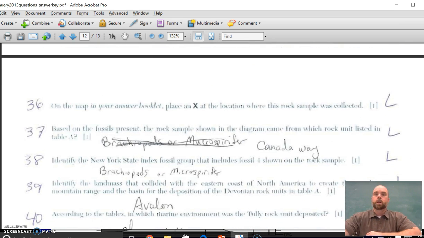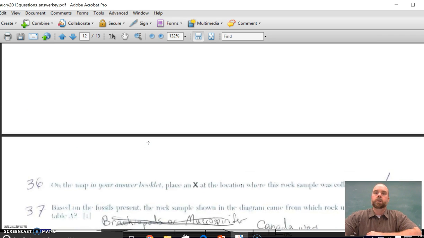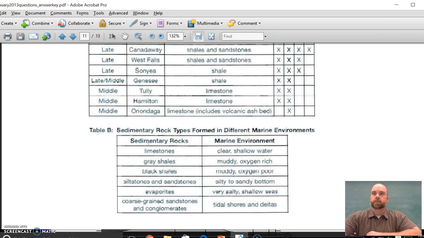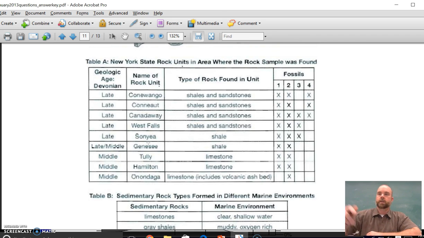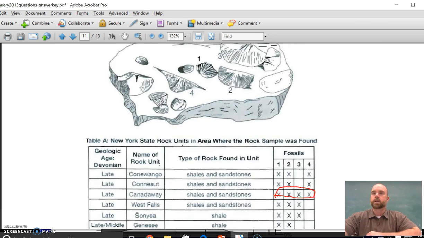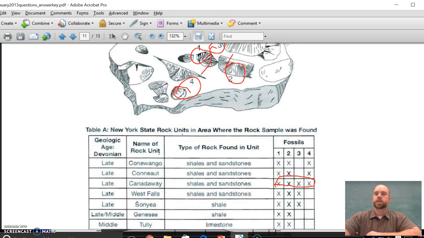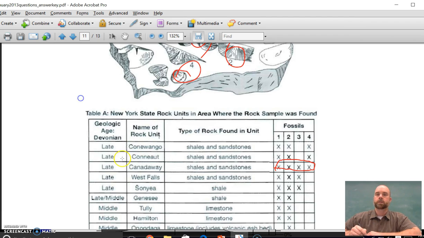Next one. Based on the fossils present, the rock sample shown in the diagram came from which rock unit? So if you look at Canada Way, Canada Way has all 4, 1, 2, 3, and 4 rock types. And this one has 1, 4, 1, 3, and 2. So the only one that matches is going to be Canada Way, because it has all 4.